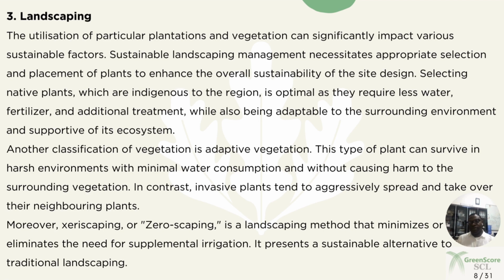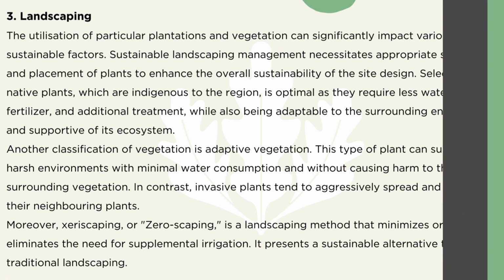Finally, for this landscaping section, xeriscaping, a word you should pay attention to, is a landscaping method that minimizes or eliminates the need for supplementary or supplemental irrigation. So this is a sustainable alternative to the traditional landscaping. So this is a key feature of the sustainable sites category.